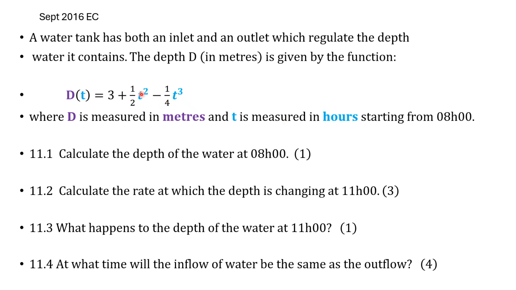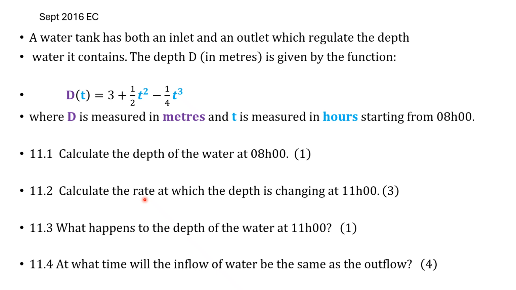So my time is hours and D is meters, starting from 8 o'clock. So we're starting specifically at a time. 1.1: Calculate the depth of water at 8 o'clock. 8 o'clock is at the beginning, so the time there is 0. So at 0 hours, how deep is my water? 1.2: Calculate the rate at which the depth is changing at 11 o'clock.